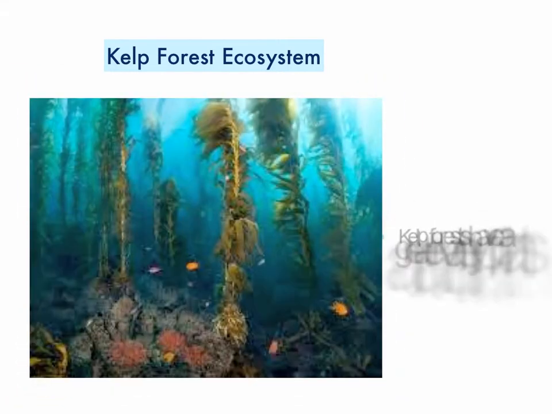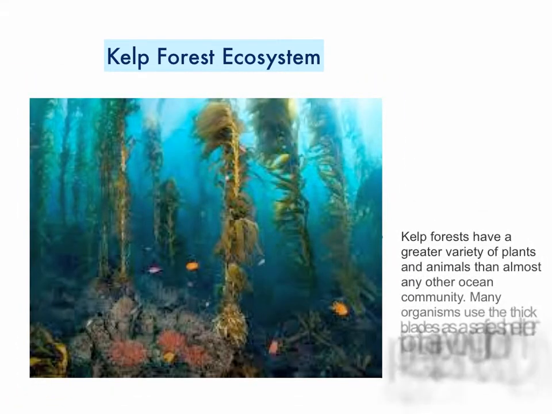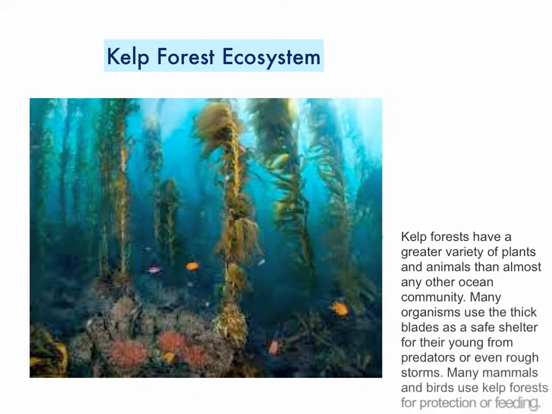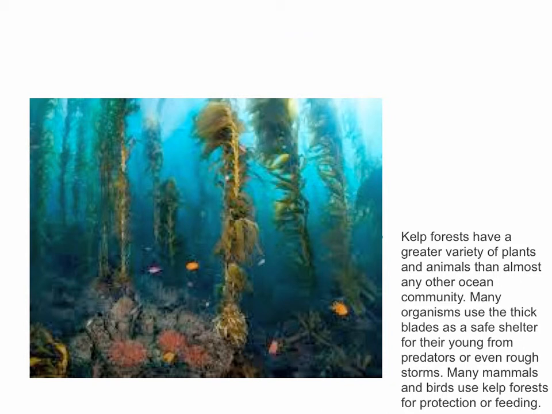The kelp forest ecosystem. The kelp forest has a greater variety of plants and animals than almost any other ocean community. Many organisms use the thick blades as a safe shelter for their young, to guard them from predators or even storms. Many mammals and birds use the kelp forest for protection and feeding.